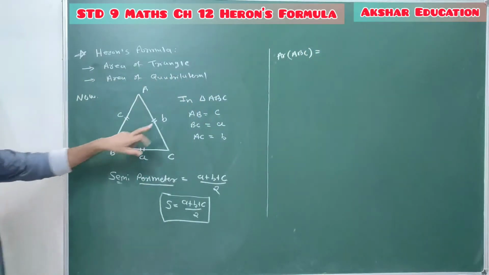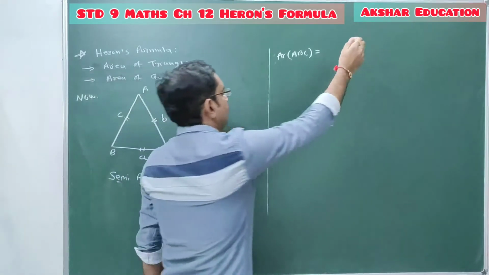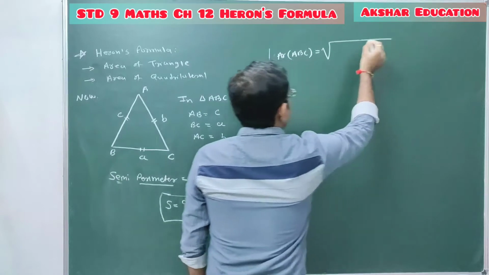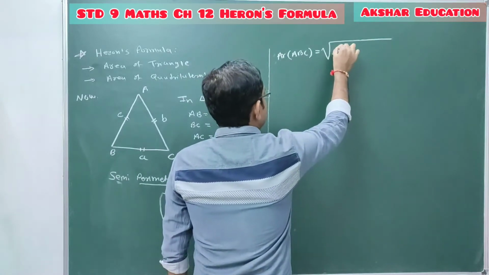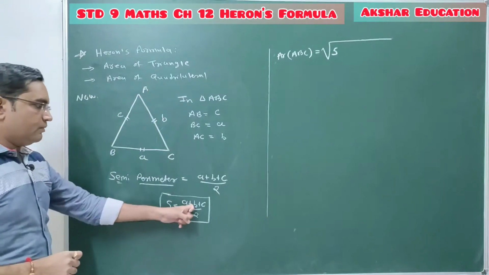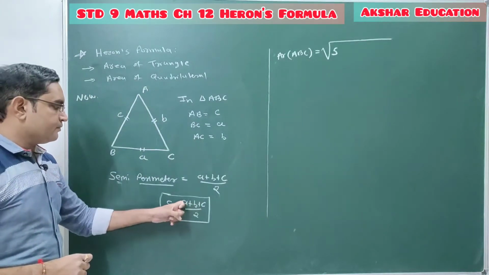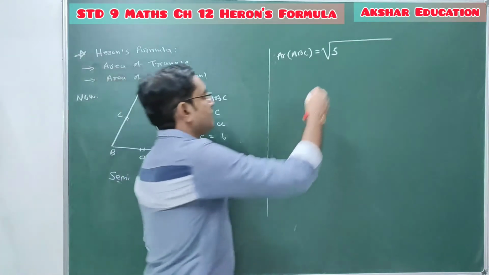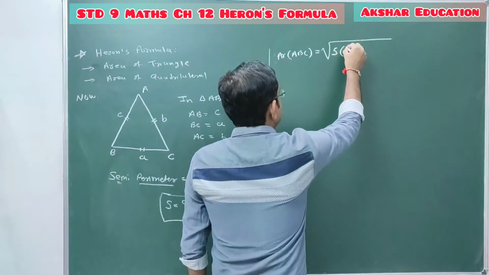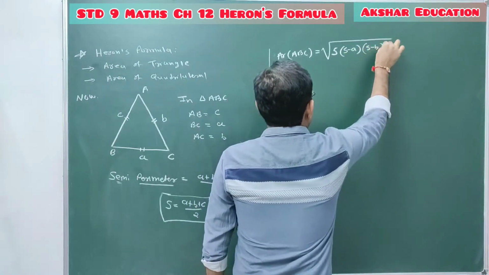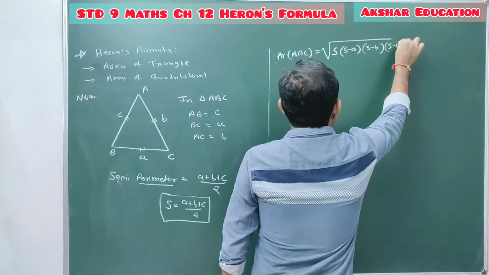The area of triangle ABC is given by Heron's formula. Heron's formula is the square root of s. What is s? s is the semi-perimeter, which is (a plus b plus c) by 2. What is a plus b plus c? a, b, c are the measures of the lengths of all three sides. So s into (s minus a), (s minus b) and (s minus c).